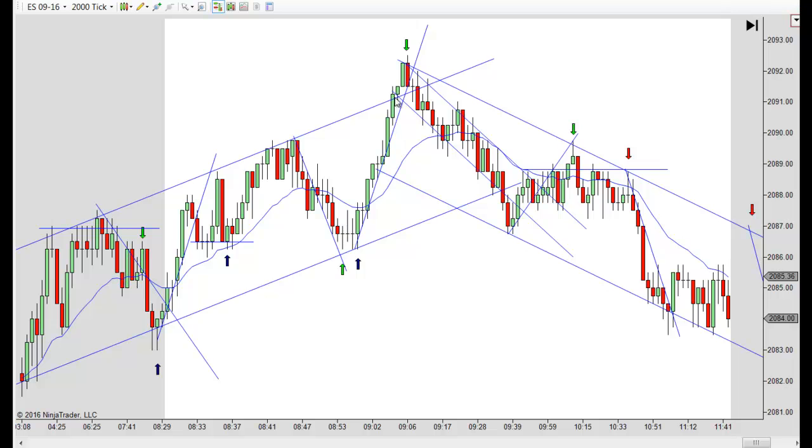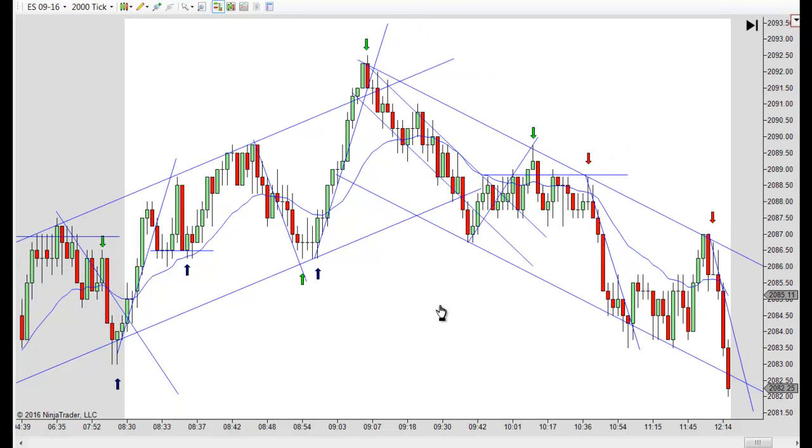And we did get the overshoot. We do get a break now. So you're thinking long. Look what's happened. There's a failed second entry short there, but look at that.